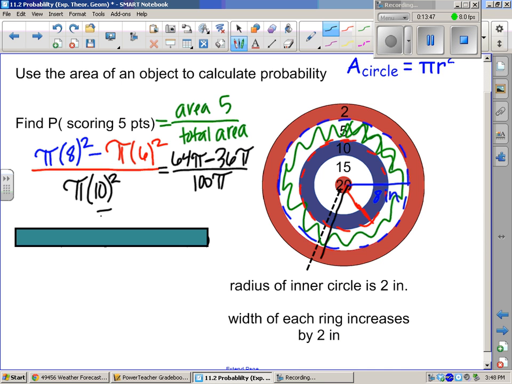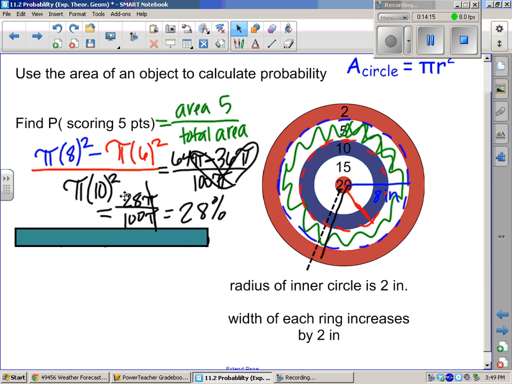Those are like terms on the top. So what's that? 28 pi on the top, 100 pi on the bottom. Oh, look there, the pies cancel out. Or, you know what, we could have done pie heart surgery. That's a new thing. Okay, that'd be 28%. Very good. Otherwise, you would just divide to figure out your percent.